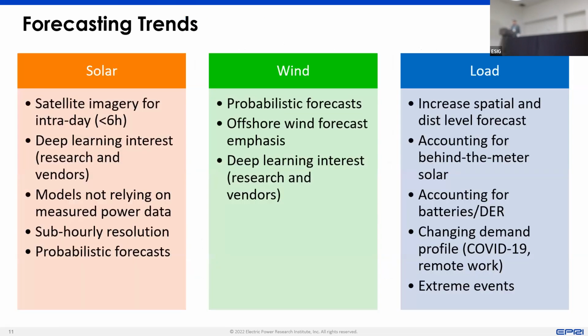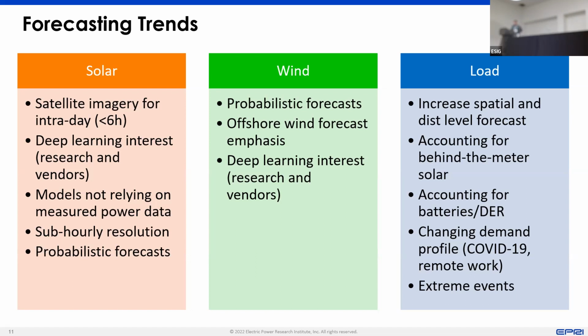But when you think about some of the trends and where forecasts are going, this was some work we did last year to do a survey on where the lay of the land was. We think about solar, wind, and load as related, but they do have different focus areas. Obviously, solar, a lot around satellite imagery, deep learning type models, and models that don't require measured power data. Often you don't have that for distributed solar. Sub-hourly resolutions are becoming more and more important, where we're trying to understand what's happening within the hour, and then probabilistic methods are important.